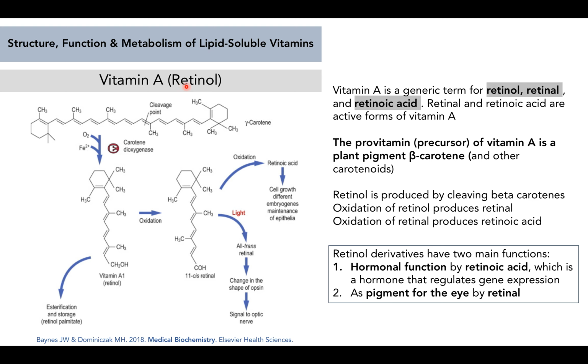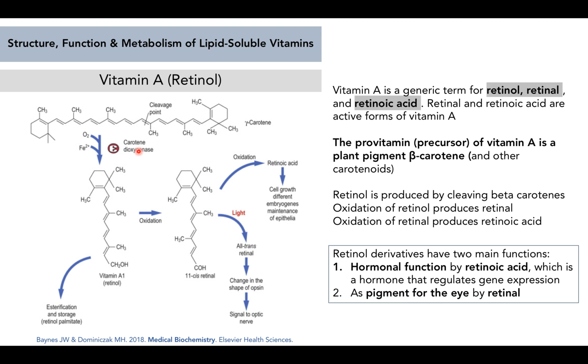Vitamin A, or retinol, is actually a generic term encompassing three different kinds of important molecules called retinol, retinal, and retinoic acid. This is all vitamin A. But the most active forms of vitamin A are retinal and retinoic acid. Now, a precursor of vitamin A is needed before we make it, and that is beta carotene. You can find beta carotene in a lot of colorful fruits and veggies like carrots, paprika, stuff like that. And beta carotene is a precursor for vitamin A because that's what vitamin A is made of.